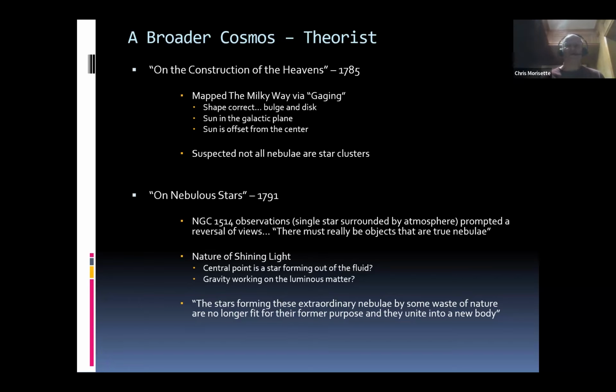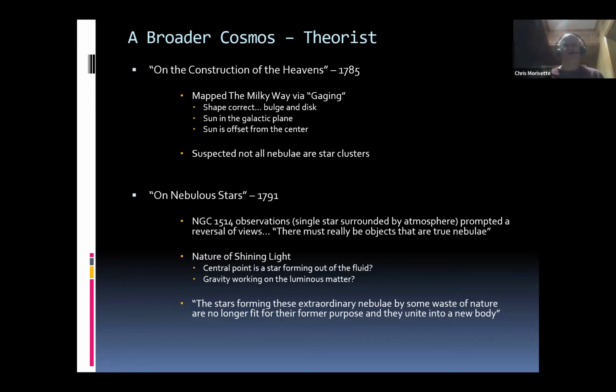And these were deductions that he was making from a technique called gauging, where he would look out in a certain field of view and document the density of the stars. So from those observations, he was able to map the Milky Way. And it was at this point in time he suspected that not all nebulae are star clusters. He thought that if he had a powerful enough telescope, he could resolve individual star clusters from nebulosity.